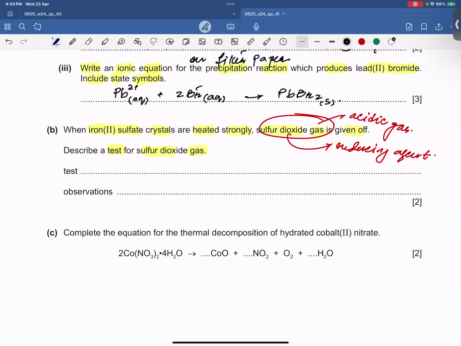I'm going to go for the oxidizing agent, acidified potassium manganate(VII), and you know potassium manganate(VII) has a purple color. Sulfur dioxide is colorless. When they react together, the color changes from purple to colorless.